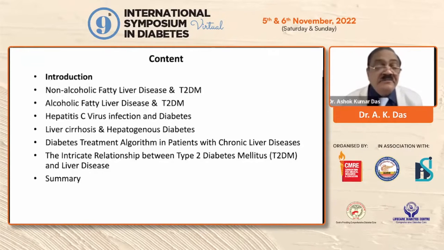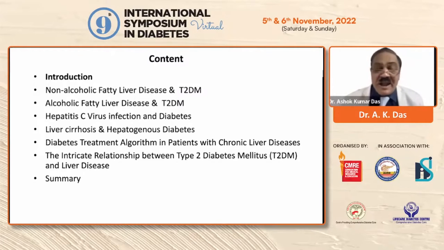Dear friends, I would like to say that I have a small agenda for you. We'll introduce the topic, think of NAFLD and type 2 diabetes mellitus. We'll pass on to alcoholic fatty liver disease and type 2 diabetes mellitus. We'll discuss how both of these produce type 2 diabetes de novo. Hepatitis C virus, how does it produce diabetes itself? And during its treatment, what happens?